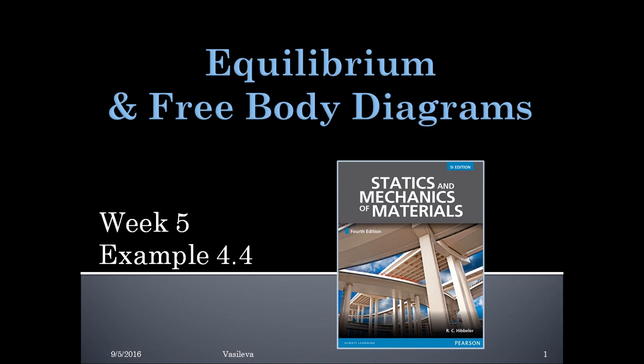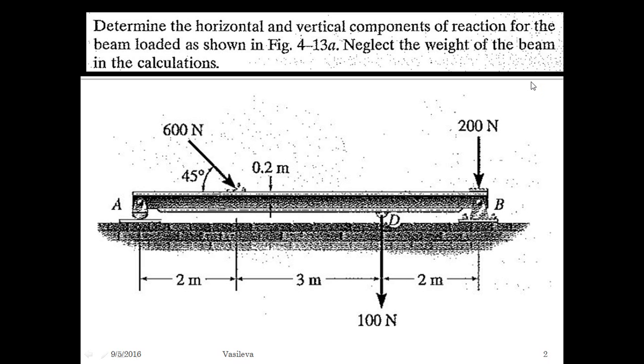Welcome to week 5, where we're going to cover equilibrium and free body diagrams. So the following question says, determine the horizontal and vertical components of reaction for the beam loaded as shown below. Neglect the weight of the beam in the calculations. As you see, we have a beam that is pinned at point A and pinned at point B, and we have 3 different forces acting on it.